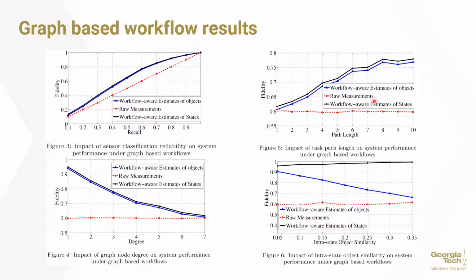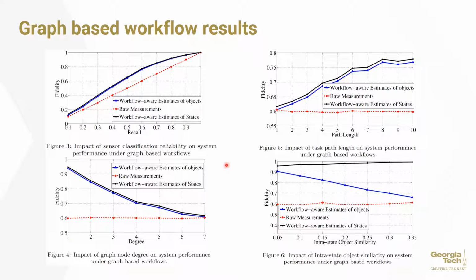Figure 5 shows the path length and compares that to the system accuracy and finds that you do want a higher level of a path length for your system. But also, again, the Markov model for both the workflow aware estimate of objects and estimate of states are following the same trend where they are both more accurate. But you are finding that the workflow aware estimate of states through the previous 3 graphs has always been higher, and on the next graph becomes significantly higher.